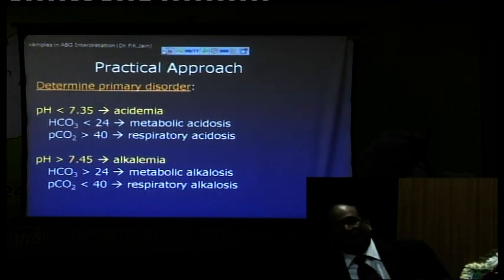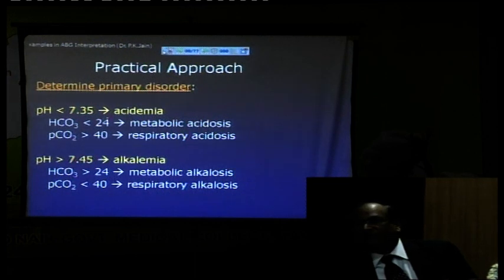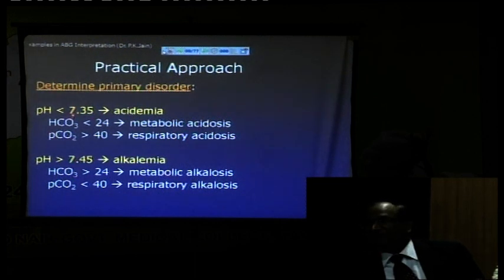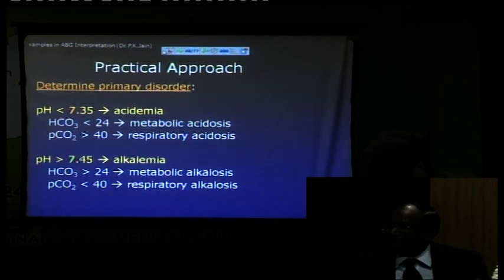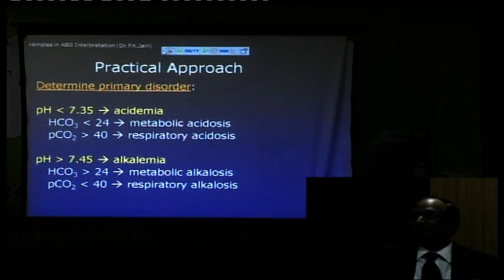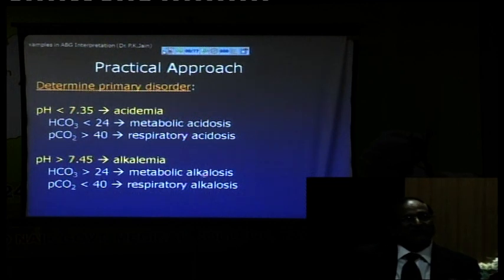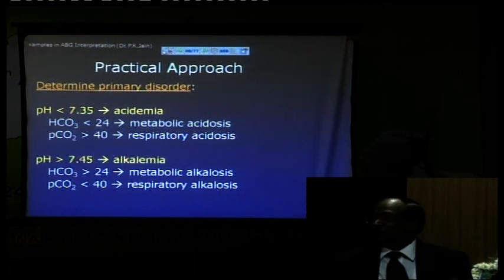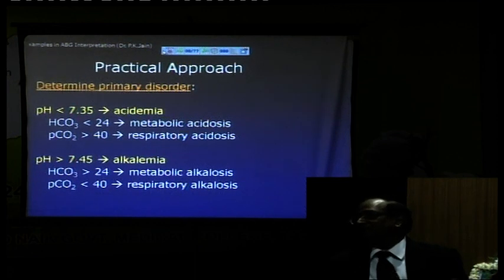How do you pick up primary disorders? Very simple. Look at the pH. pH is less than 7.35, acidemia. So there has to be an acidotic process, either metabolic or respiratory. If the bicarb is low, then it is metabolic. If the PCO2 is high, it's respiratory. Simple. Same way, if the pH is high, alkalemia, look at the bicarbonate and PCO2. If the bicarb is abnormal, it's metabolic alkalosis. If PCO2 is abnormal, it's respiratory alkalosis. So primary disorder should be very easy to pick up.